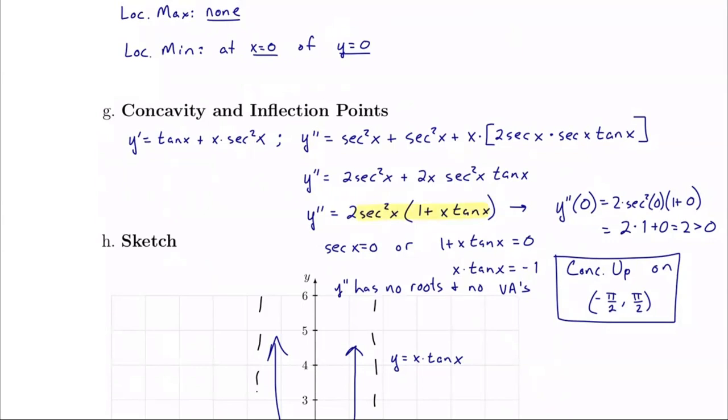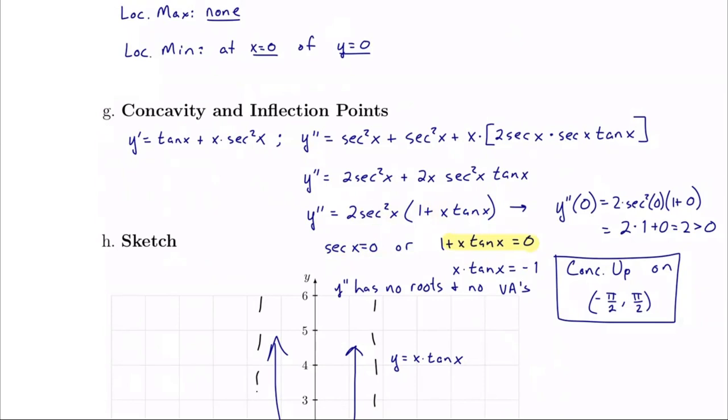Well, again, this is one of two ways. Secant of x is 0, if that's possible, or 1 plus x tangent of x is 0. Secant of x, remember, is 1 over cosine. There's no x value to plug into that to make it 0, so that can't be a solution. So what we're looking for are solutions to this term being equal to 0. So x tangent x equals -1.